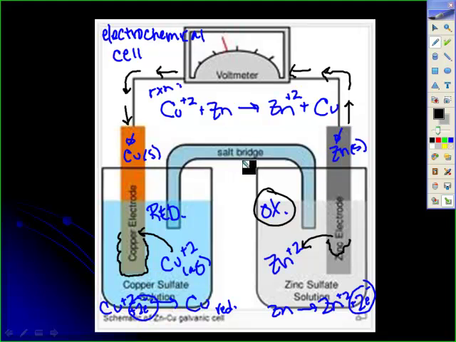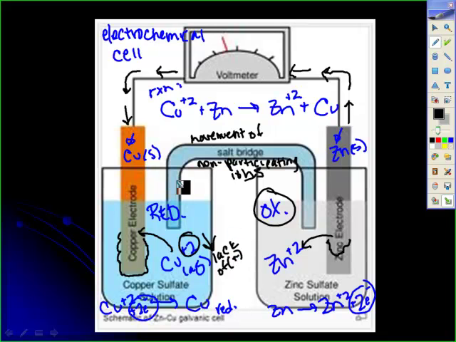The salt bridge is for the movement of non-participating ions. So the salt bridge is for ions that are not a part of this process to move. And the reason we need that is because when Cu +2 leaves and becomes Cu0, what happens is that some of this goes away. So the plus charge goes down. So we have a lack of positive charge.